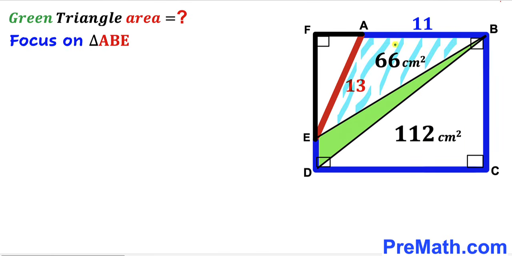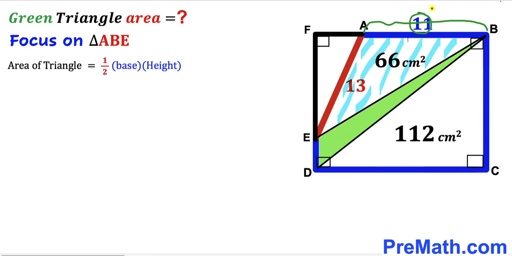FBCD. And now we are going to focus on this triangle ABE, whose area has been given to us as 66 centimeter square. Let's recall the area of a triangle formula. Area is always equal to a half times base times the height of the triangle. The base of this triangle ABE is this side AB, which is 11 centimeter, whereas the height of this triangle is EF, and this side is unknown. And the area has been given to us as 66.